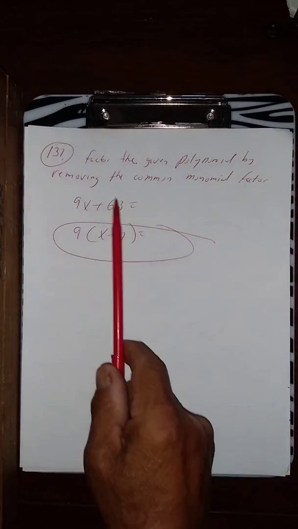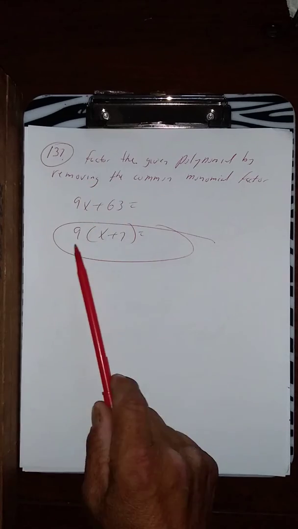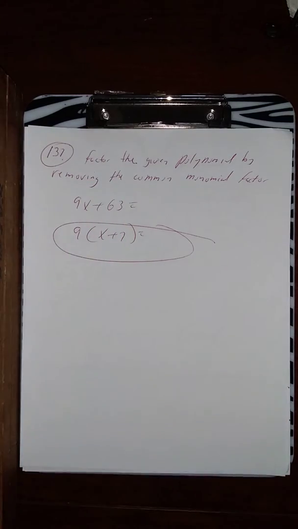We have the greatest common factor, 9. 9 times that is 9x. 9 times 7, 63. We're done.